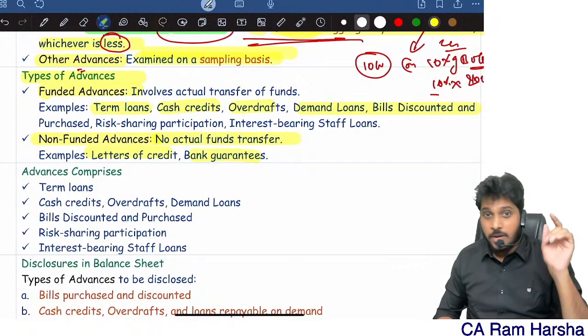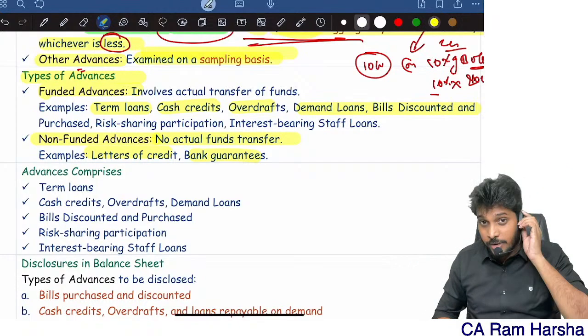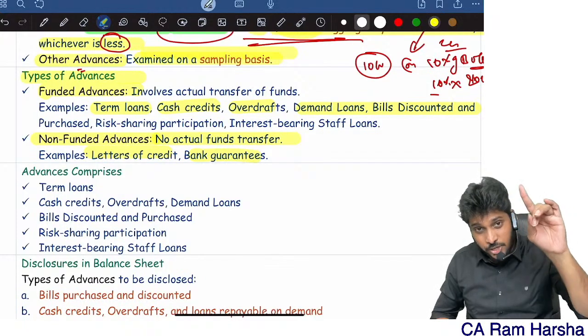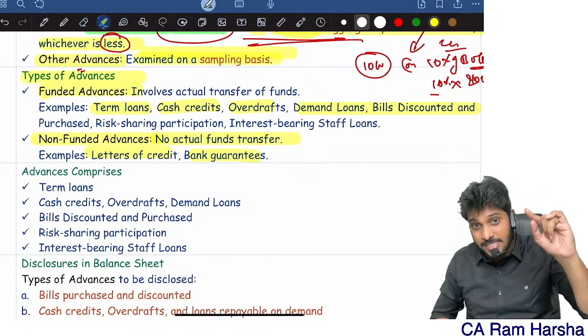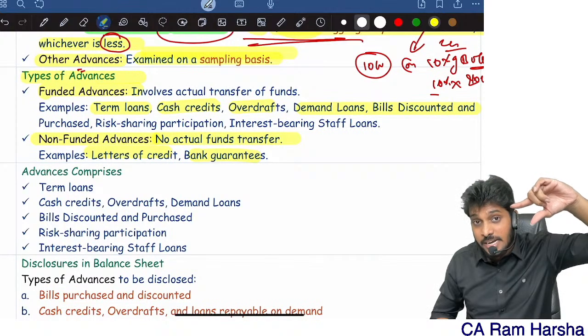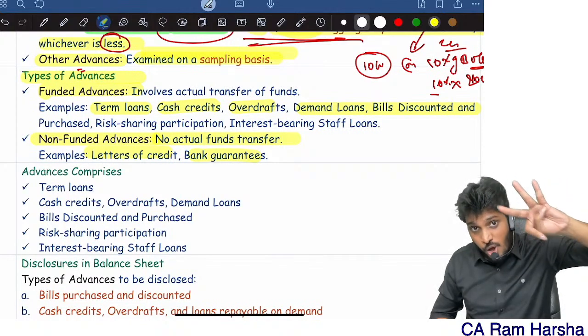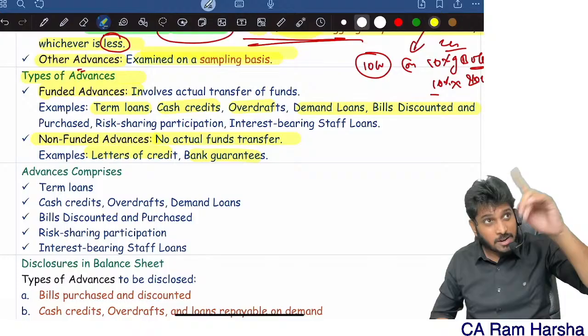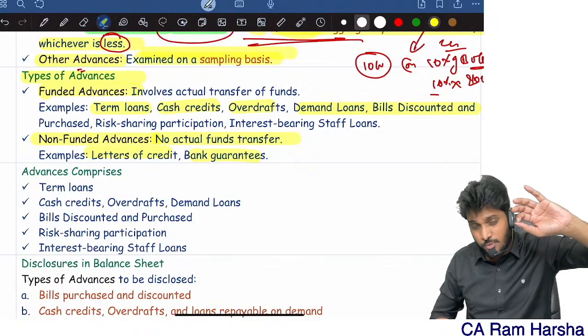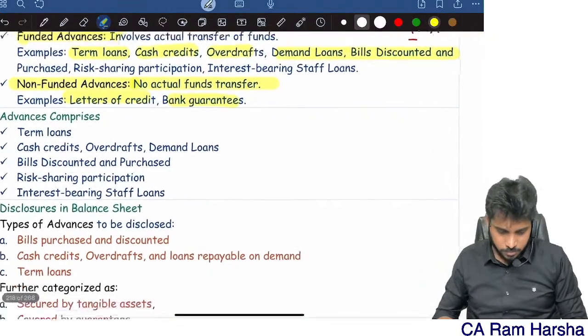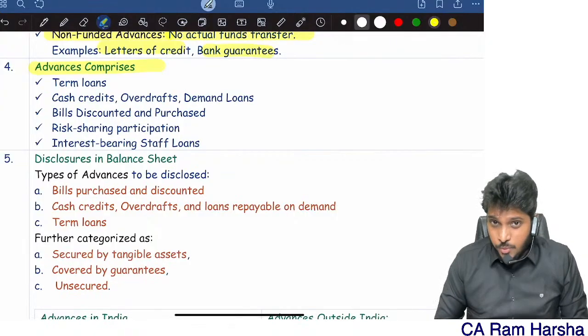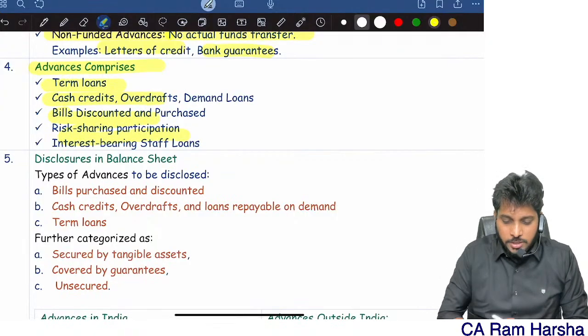Remember, you have CARO, right? In CARO, the working capital limit point is there, right? Clause number 2, inventory. Inside that, the working capital point is there, right? Sanction limit 5 crore is there, right? There, funded and non-funded, both you must consider for checking whether total advances has crossed 2 crore or not. And remember, advances can comprise term loans, all this.